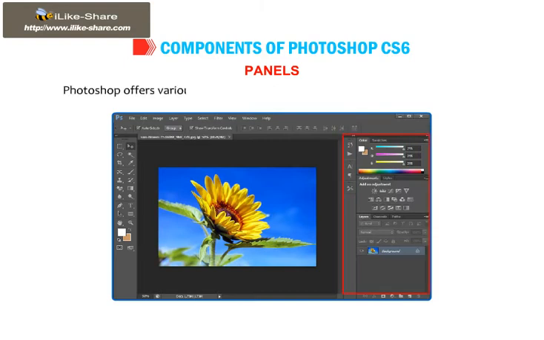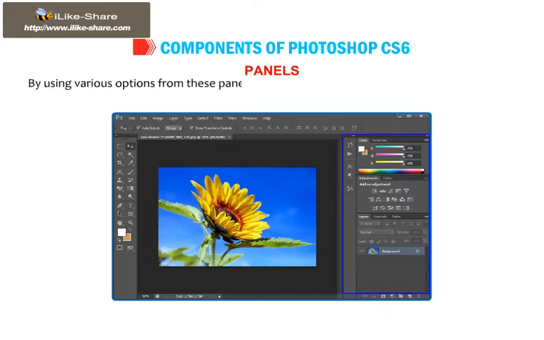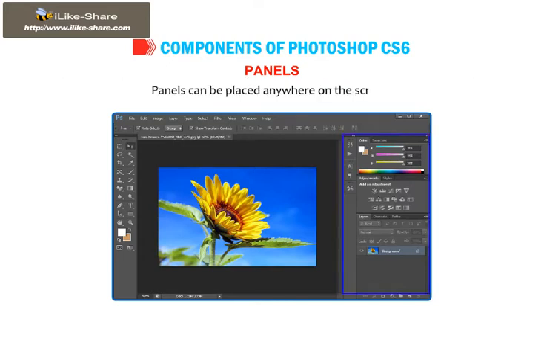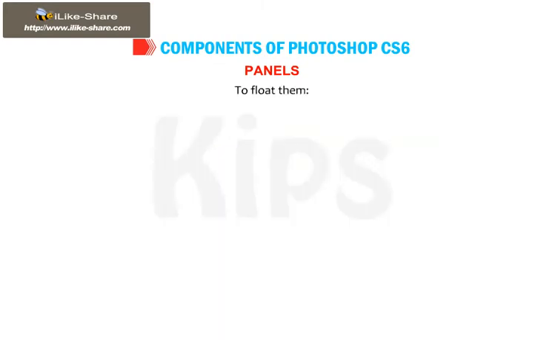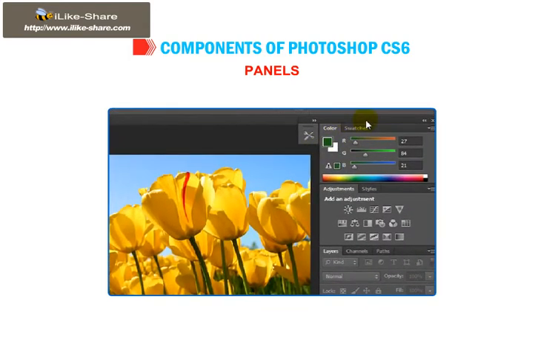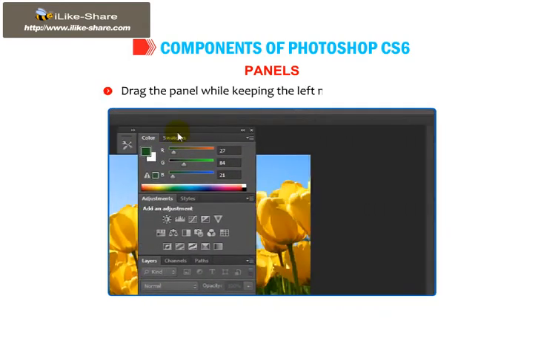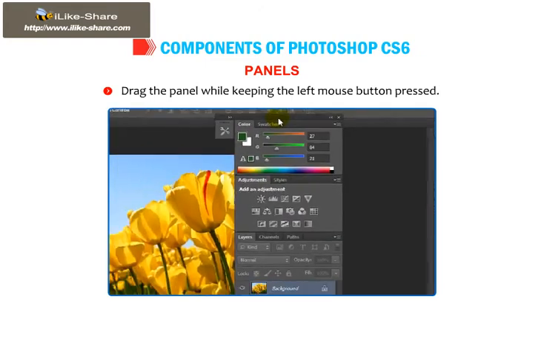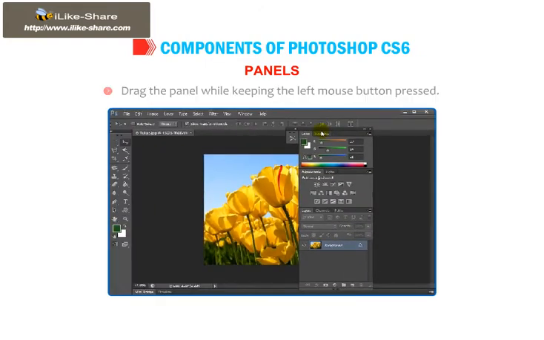Photoshop offers various panels that can either be grouped, stacked or docked. By using various options from these panels, you can monitor and modify the properties of an image. Panels can be placed anywhere on the screen. To float them, click on the top of the panel. Drag the panel while keeping the left mouse button pressed. Given below is the description of the most commonly used panels.